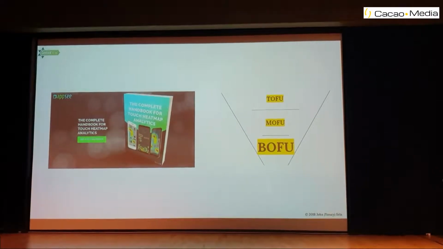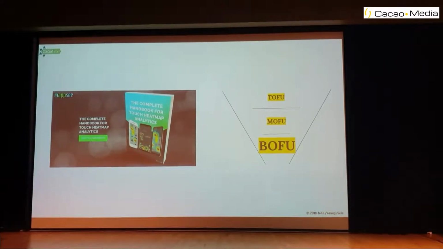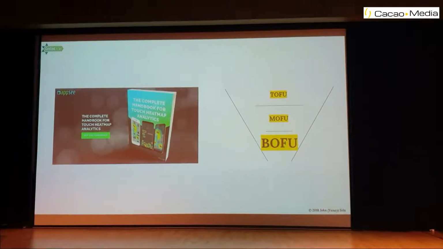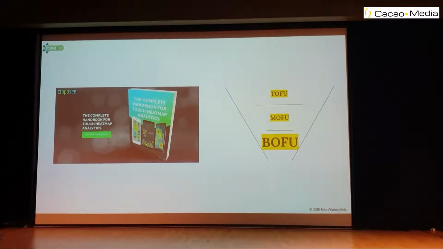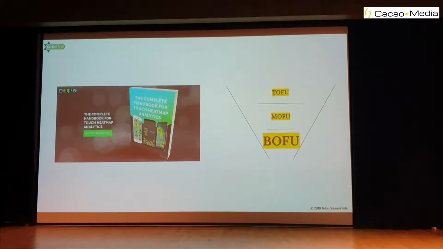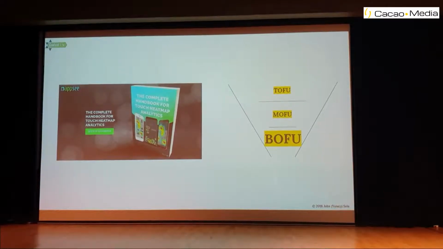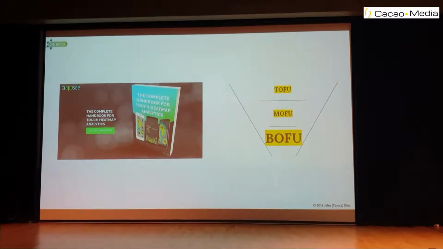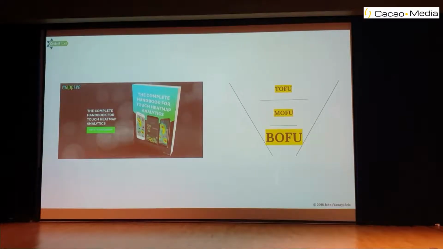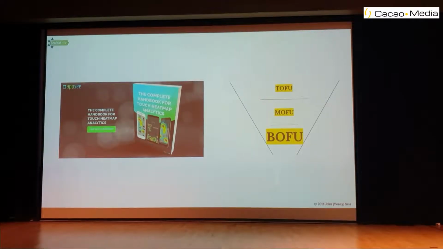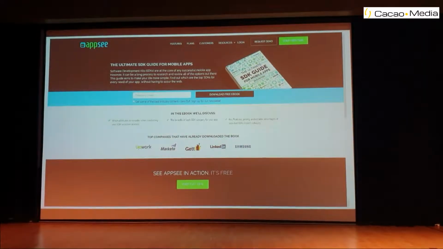And the bottom of the funnel is something where we just hit the nail on the head. Appsee does touch heat maps. We created the complete guide for touch heat maps. We basically took ownership of that feature, even though some of our competitors have it, and gave it as something you can use as a guideline, as a manual to use that feature. So here's an example of top of the funnel, middle of the funnel, bottom of the funnel content.